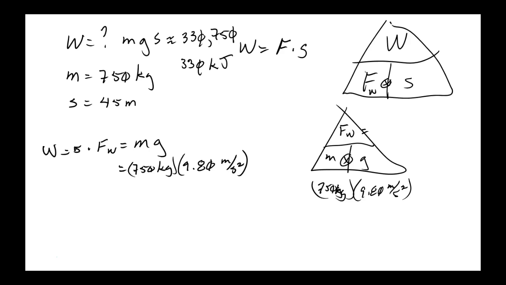If you didn't want to put kilo, then it would be 330,000 joules, or Newton meters. You just put zeros for all the rest of them. They're not significant, because you only have 2 significant digits.